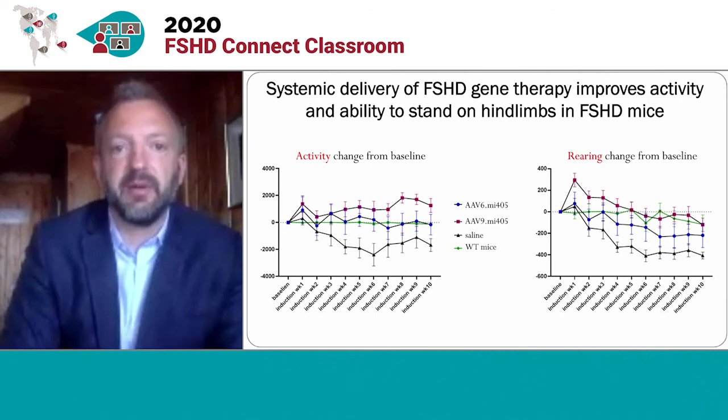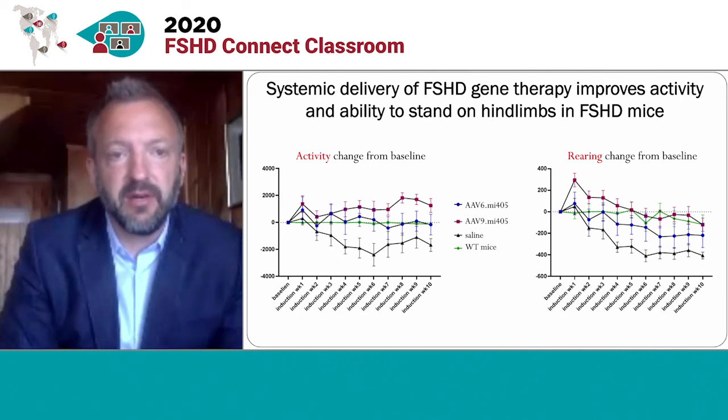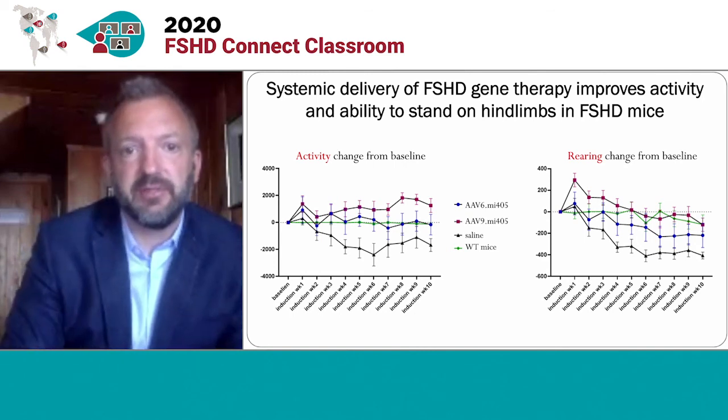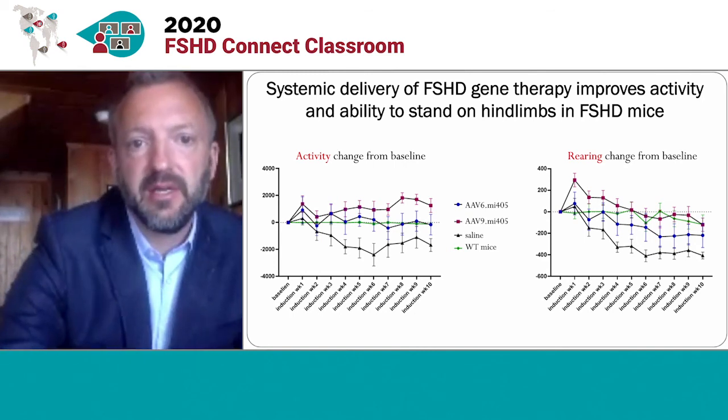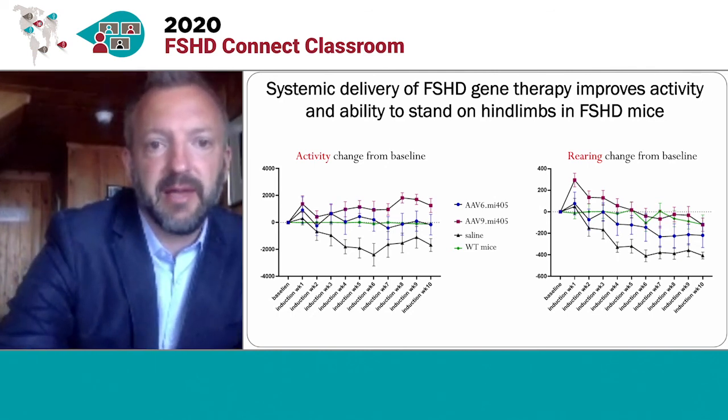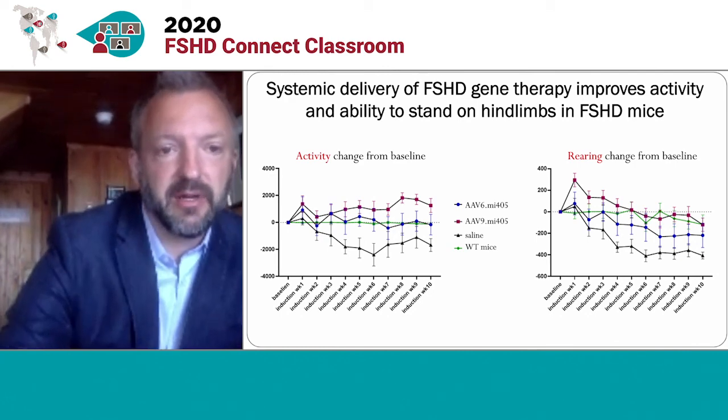We've taken this experiment out 10 weeks. And what you can see from this experiment is that when we deliver our treatment systemically, we can improve both activity and rearing, which is the ability to stand up on the hind limbs, in DUX4 expressing mice, using two different AAV vectors, AAV6 and AAV9, in the blue and the red. So again, we have some global benefit from delivering this microRNA.